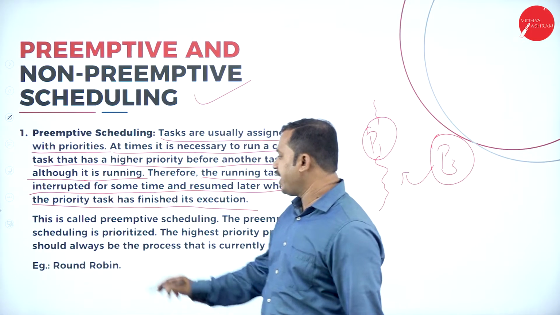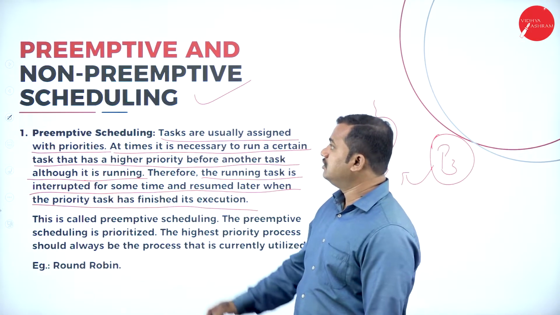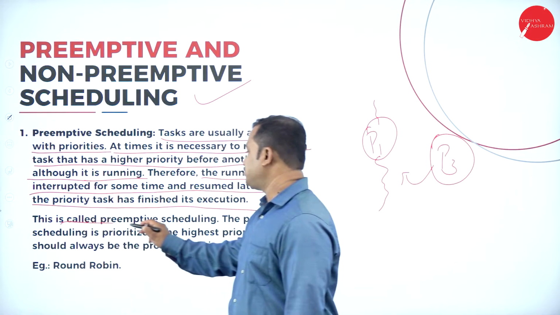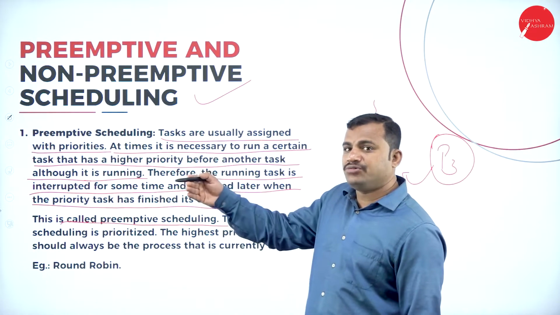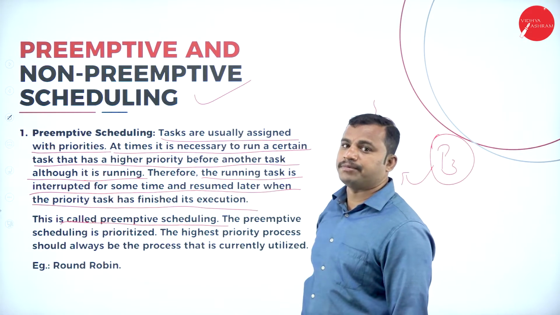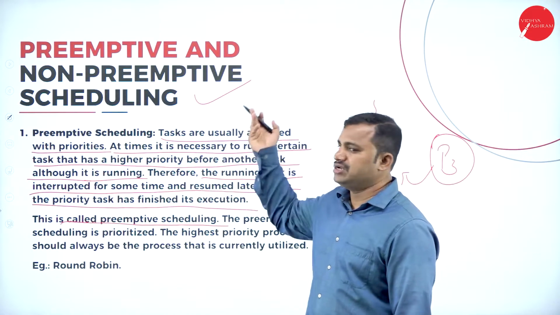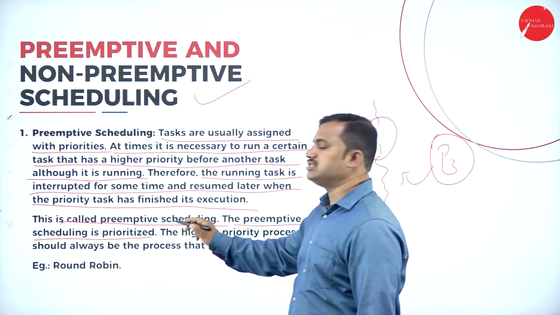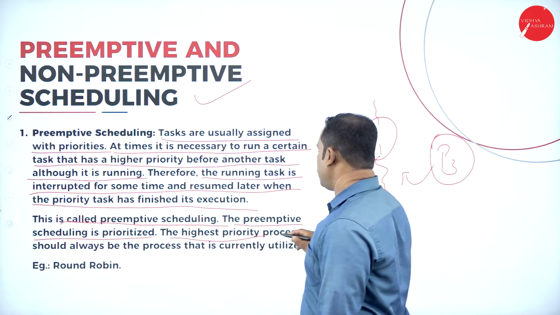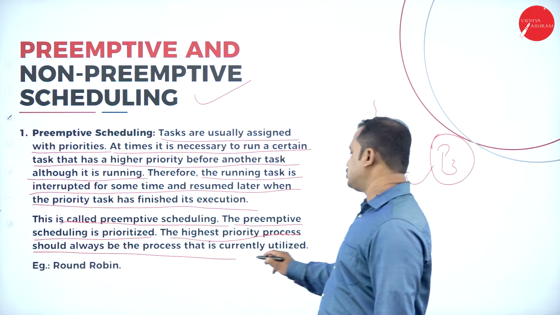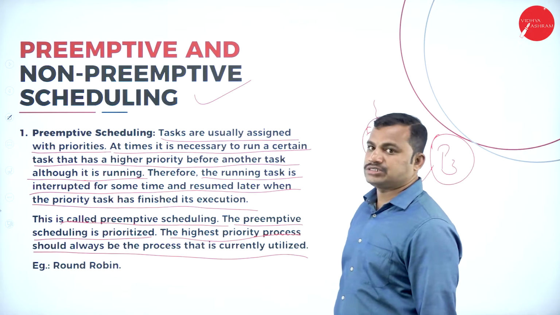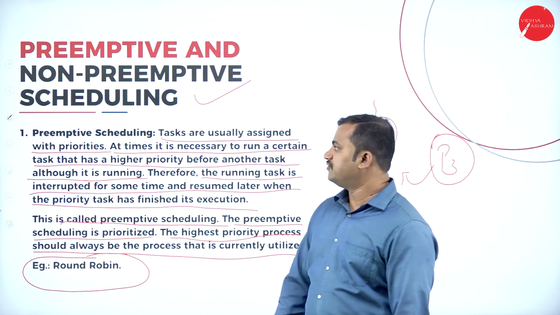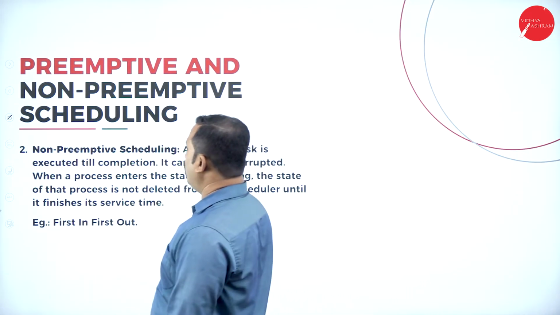We have two different types of priority scheduling, that is preemptive and non-preemptive. This is called preemptive scheduling. Suppose it is executed based on priority, then it is called preemptive. If it is not, then it is called non-preemptive. In preemptive scheduling, the highest priority process should always be the process that is currently utilized. Example, round-robin CPU scheduling algorithm. We have non-preemptive as well.